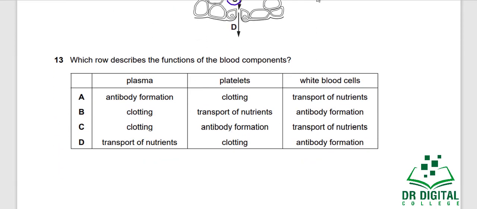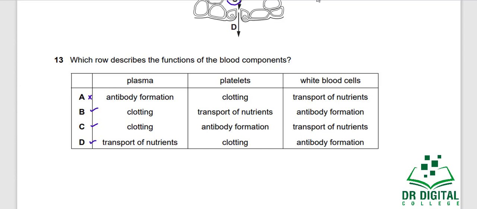For question 13, which row describes the function of the blood components? So first is plasma. Plasma is not making any antibodies because lymphocytes are making antibodies, so A is wrong. B, plasma is involved in clotting. Yes, it is involved in clotting. C, it is involved in clotting. Yes, it is involved in clotting. And D is transport of the nutrients. Yes, nutrients are transported through the plasma. So B, C, D could be the possible answers.